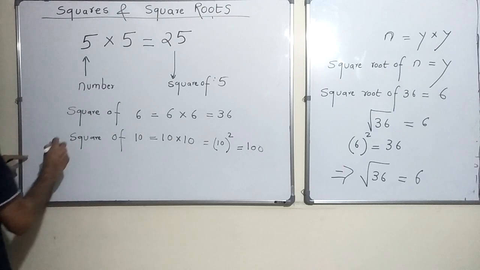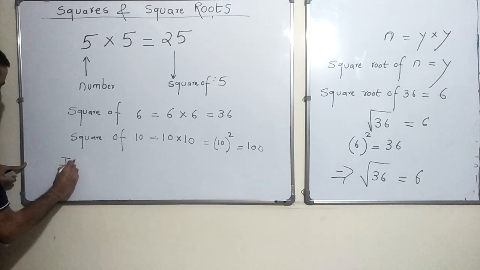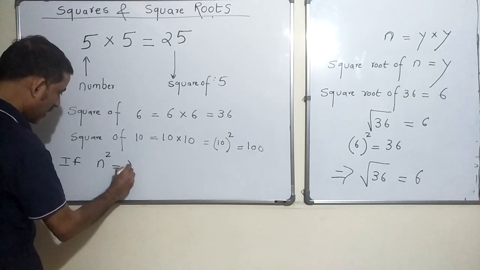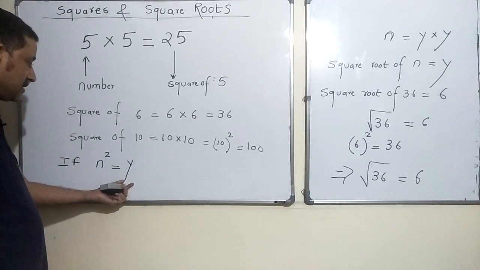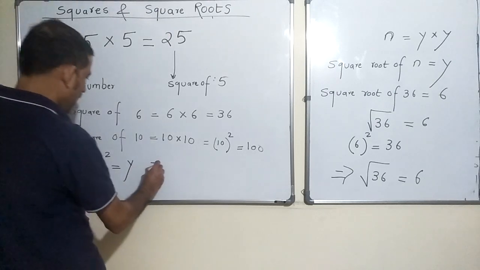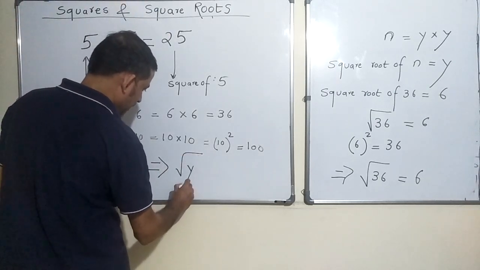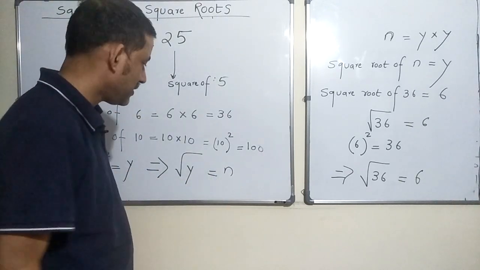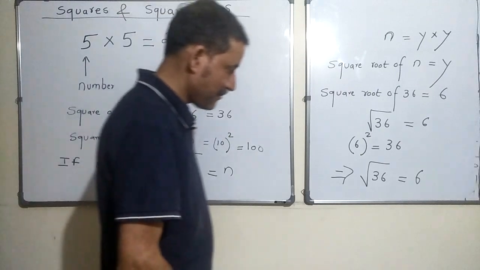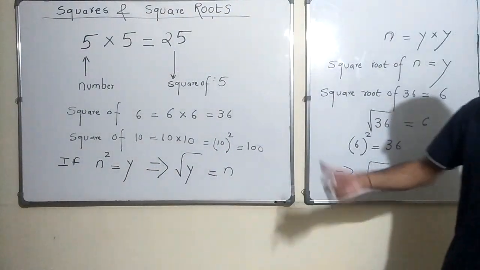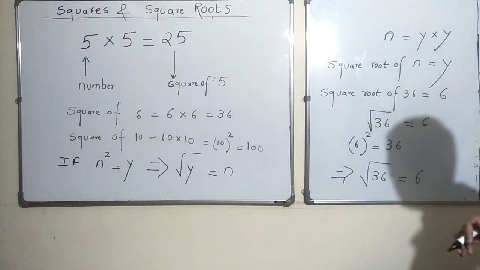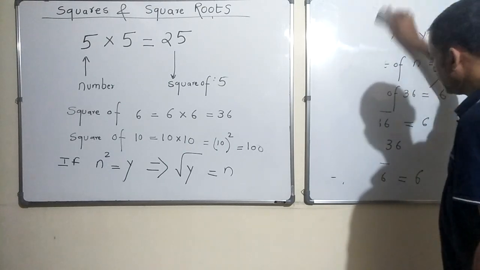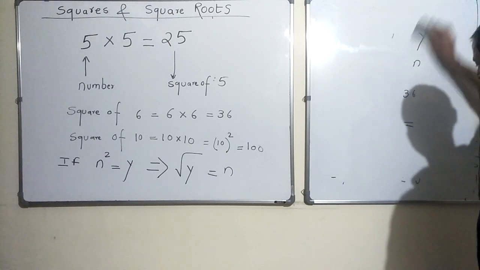So, can we generalize this? If n square is equal to y, if y is the square of n, implies square root of y is equal to n. So, if I find out the square root of y, I should get the value as n. Okay. So, good. Just think about this a little bit, you would get it, if not already. Okay. So, now we understand what you mean by a square and a square root.